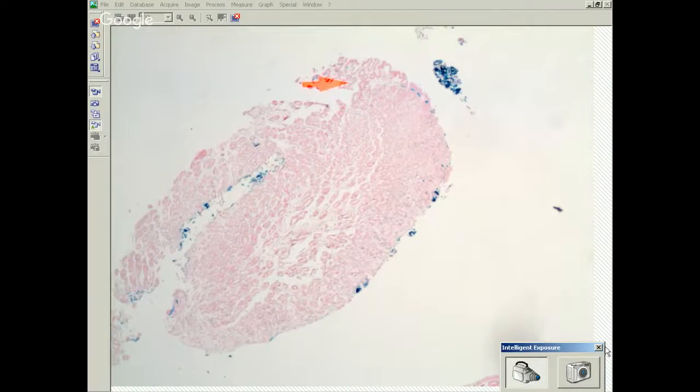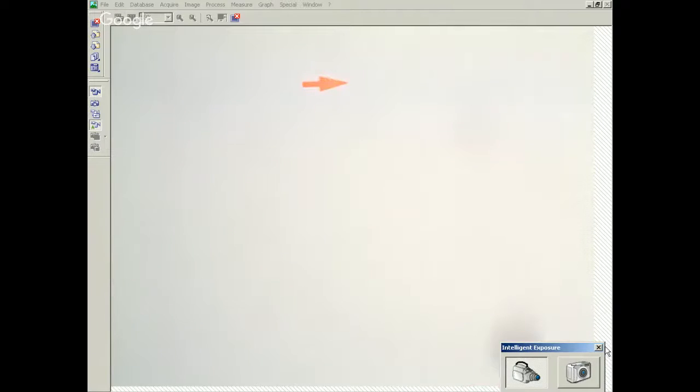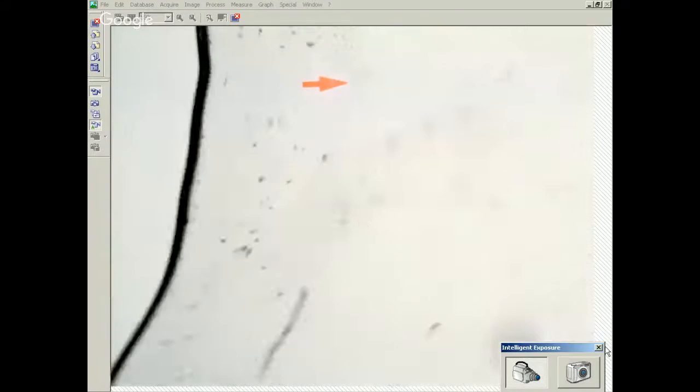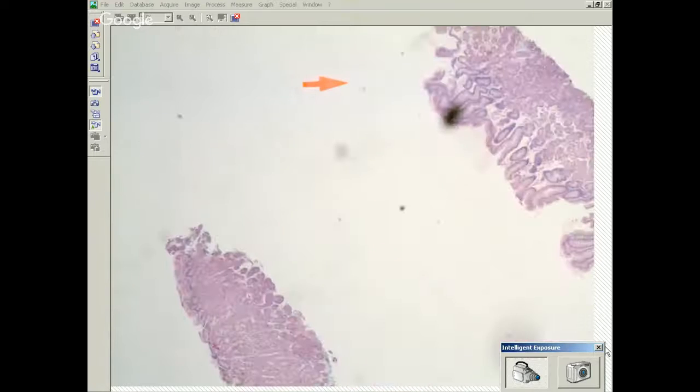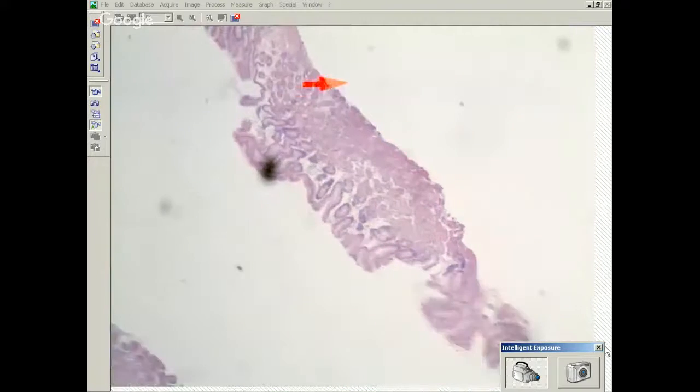Okay. Pretty straightforward. Let's contrast that with this case, which is a 65-year-old male with a solid organ transplant, kidney failure, and GI bleed. Now they did a gastric biopsy.